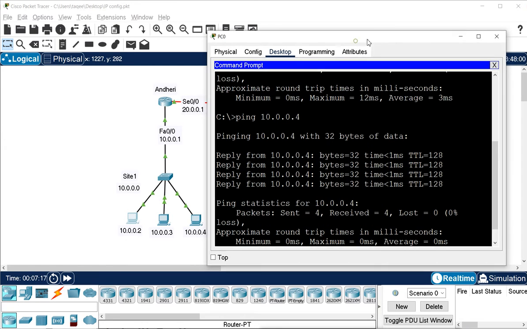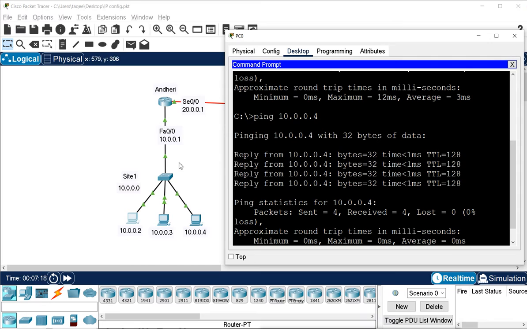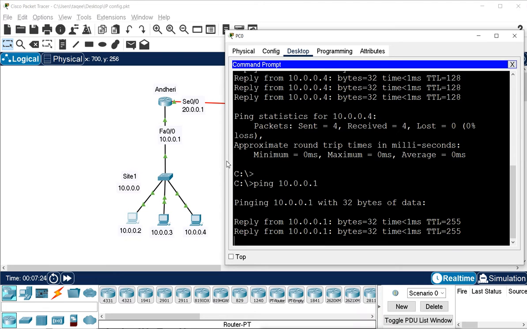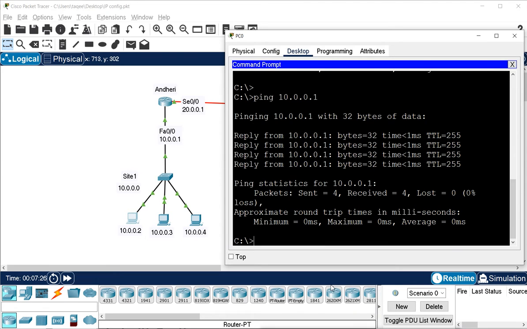Now I will try to ping the router's IP address, so I will ping 1. Now this router is also connected. So these machines are all connected together because they are in the same network, and they can also connect to the router's Fast Ethernet port, which is connected to this LAN network.